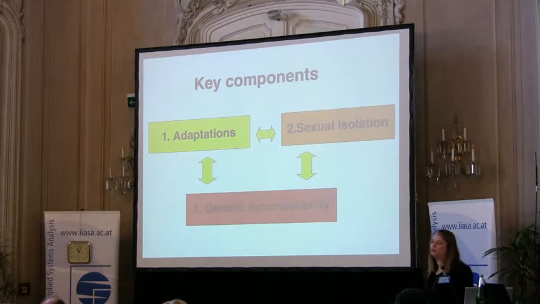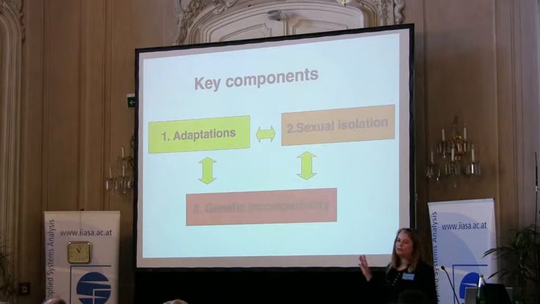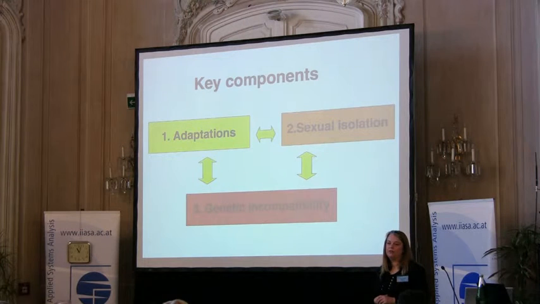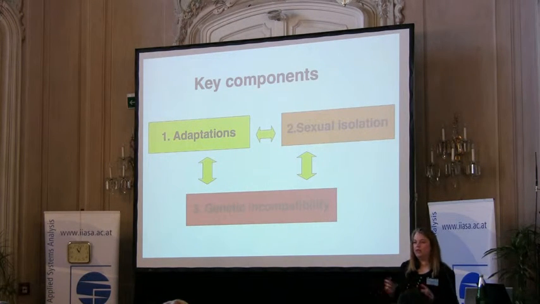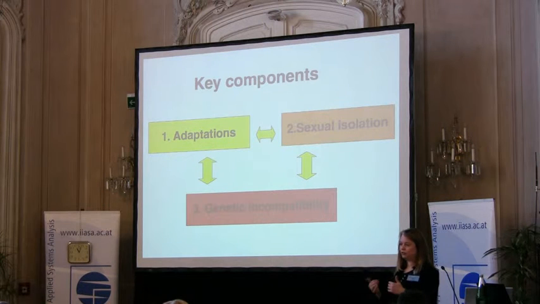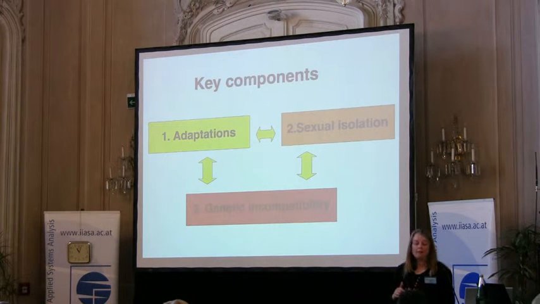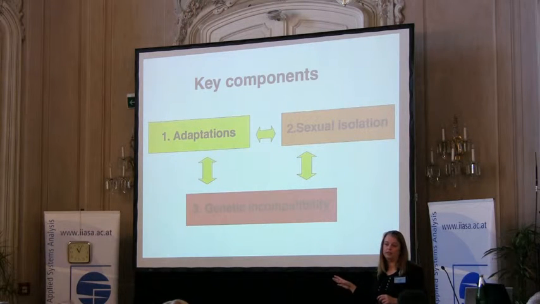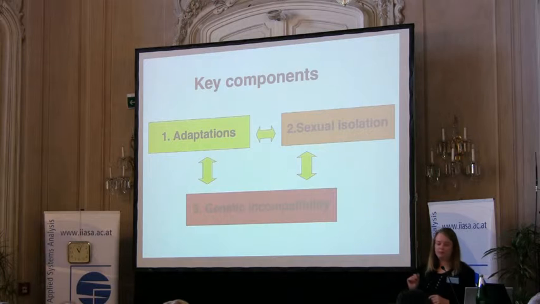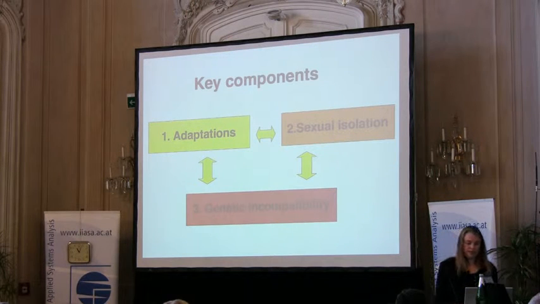Okay, to summarize so far, we have knowledge about all these three different components of reproductive isolation in the flycatcher system. We have different adaptations that lead to selection on the level of the chicks. And then we have sexual isolation, plumage traits are important, and song is important. And we also know about genetic incompatibilities. So what about the relationship between all these processes?